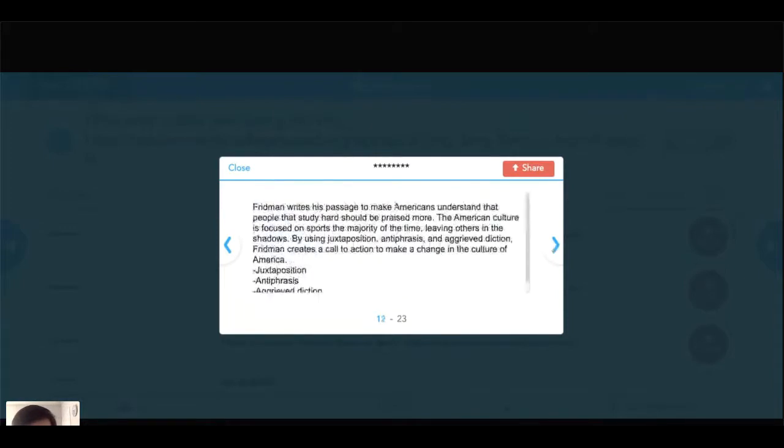Friedman writes this passage to make Americans understand that people that study hard should be praised more. The American culture is focused on, I think this might be antithesis and aggrieved diction. Friedman creates a call to action to make a change in the culture of America. I think whoever wrote this, I would just add what change in the culture is happening.